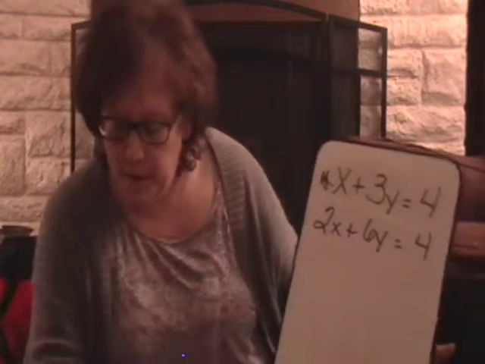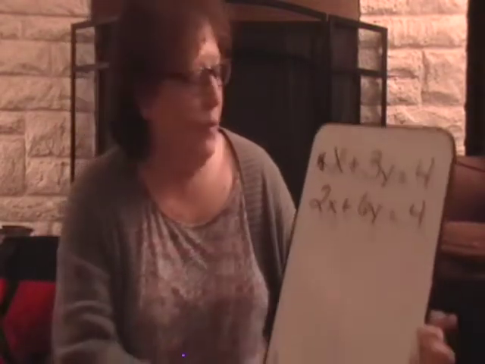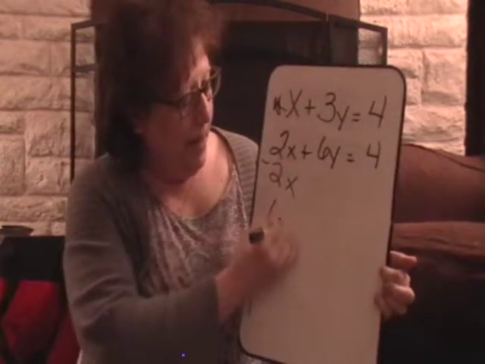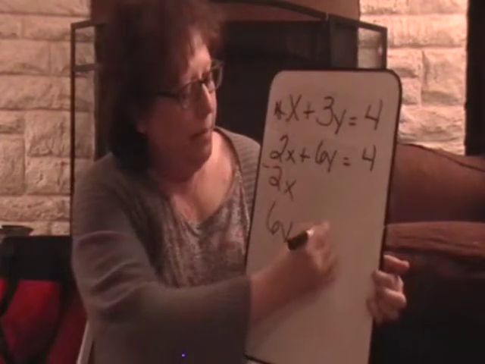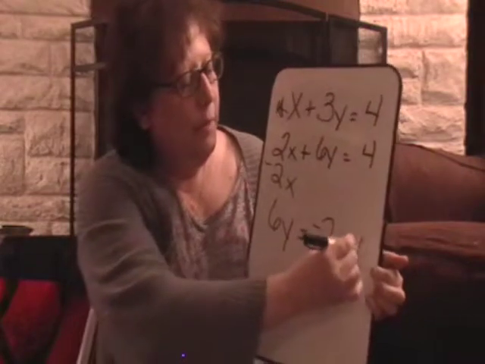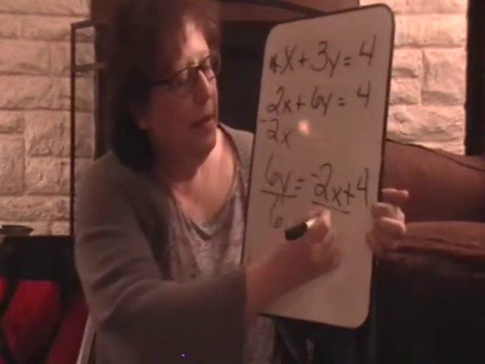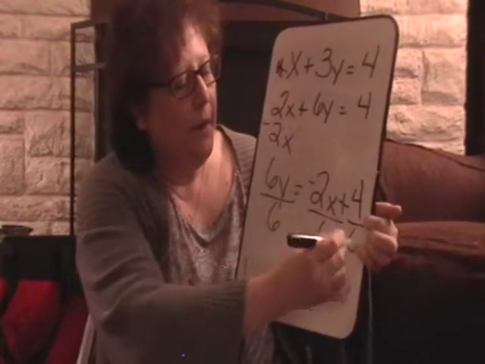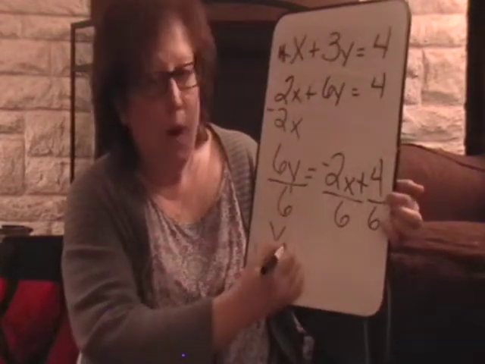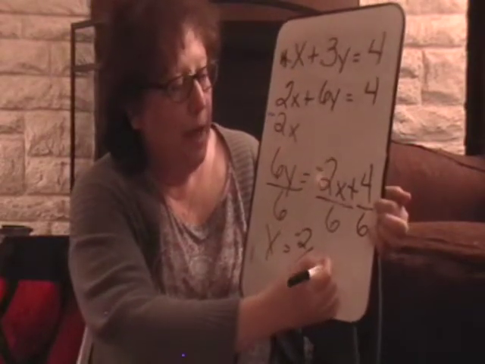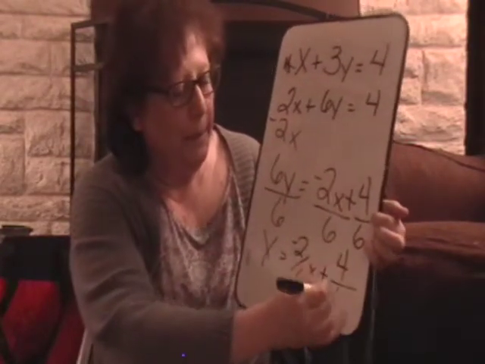In the second one, the 2x plus 6y equals 4. Again, we're going to move the 2x, and I'm going to end up with 6y equals negative 2x plus 4. I have to divide by the 6, divide by the 6, divide by the 6. And I'm going to have y equals negative 2/6 x plus 4 over 6.